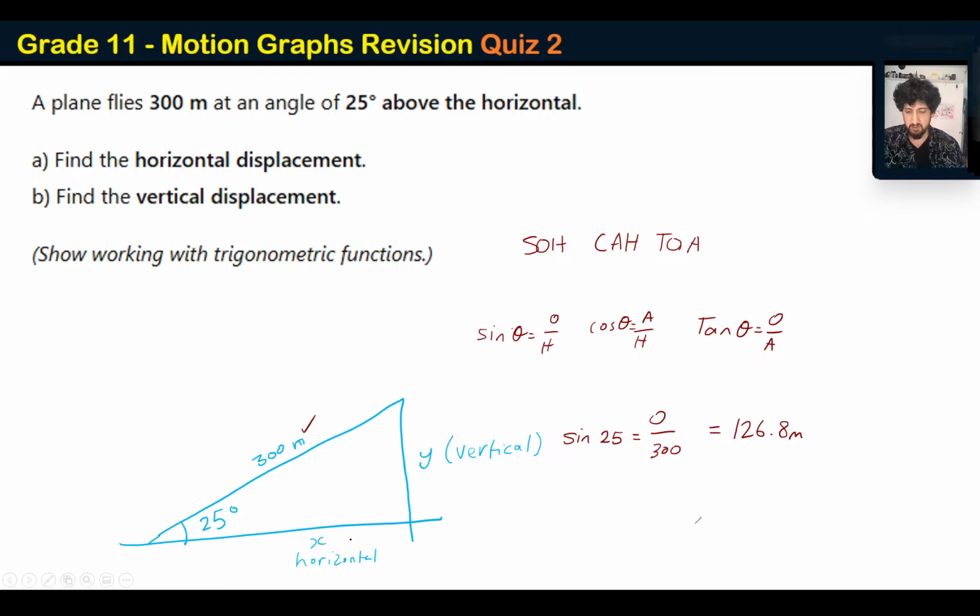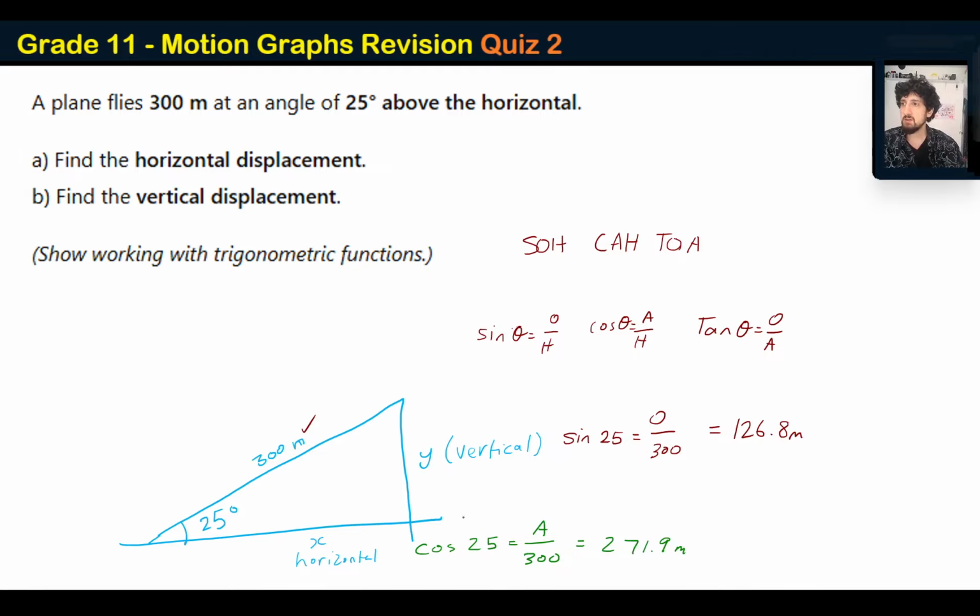What about the horizontal component? I'm going to use green for that. Here we go. For that one I'm going to use cosine. Cosine 25 is equivalent to the adjacent, since it's the adjacent side, over 300. And that's going to equal cosine 25 multiplied by 300, 272 meters. Or, sticking to the same thing I've done before, 271.9 meters. And that's how you do that. So that's both the horizontal and the vertical components.